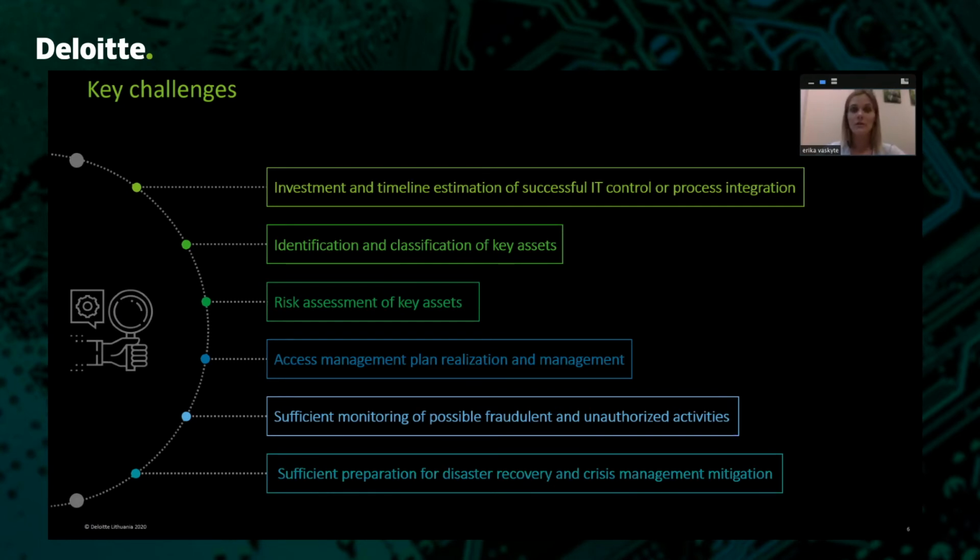So to speak, if you will not identify or classify your key assets, you will fail to perform risk assessment of your key assets. You will fail to establish sufficient monitoring controls to monitor possible fraudulent and unauthorized activities, and that would lead to a disaster or even crisis, which you do not want to have in your entity. You just want to have a secure environment where you can actually control and operate in a secure manner.